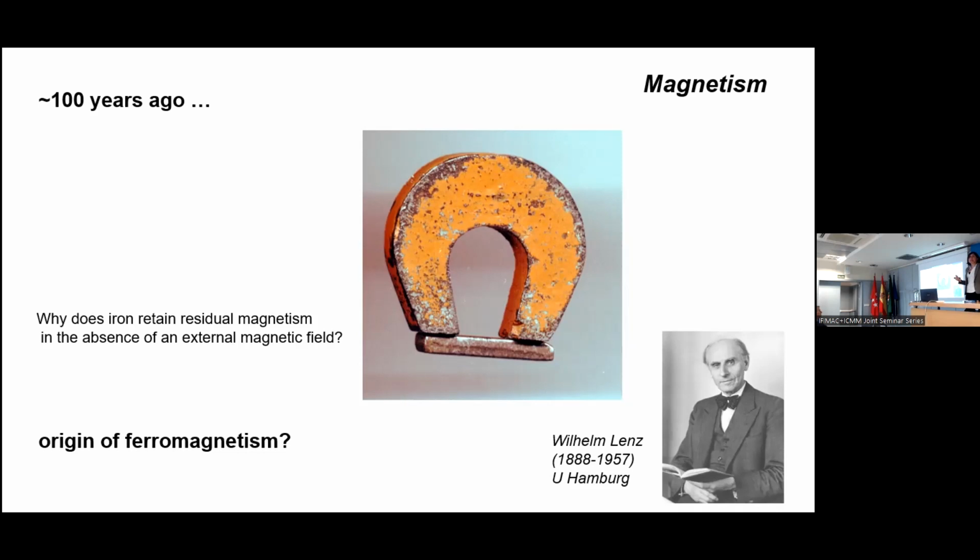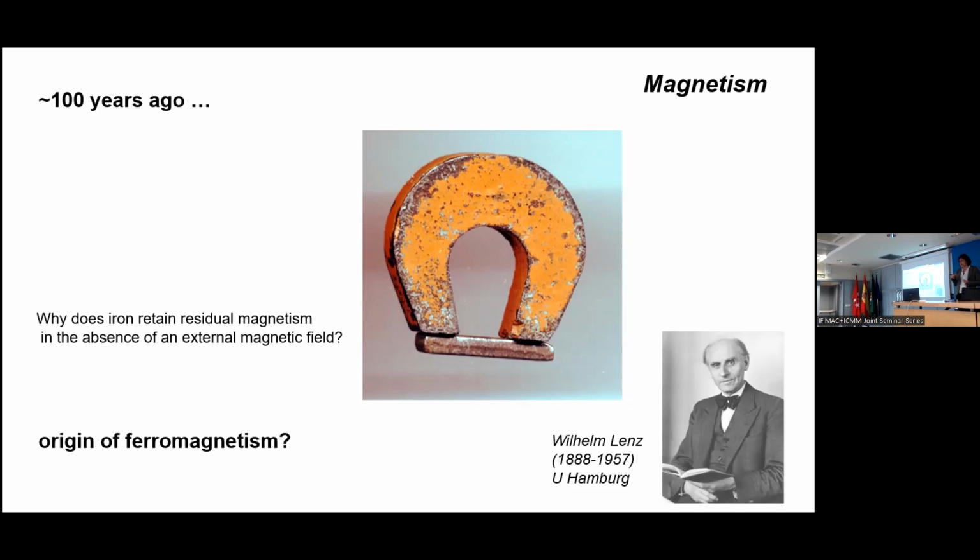And this was a question that, for instance, in Germany, there were many scientists trying to understand the microscopic origin of ferromagnetism. One of them was Wilhelm Lenz, who was at the University of Hamburg. And the way he was thinking about that is, well, we are now in the 20s, so we know that the constituents of these materials are going to be electrons, we have spins. So he was thinking about the possibility that such a behavior could come from the interaction between spins.